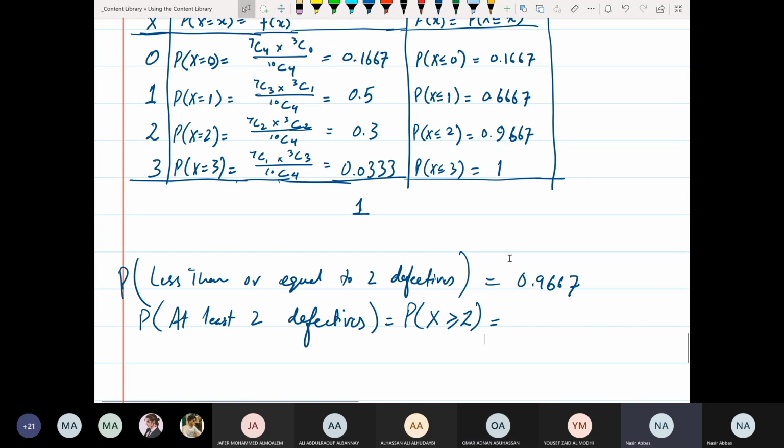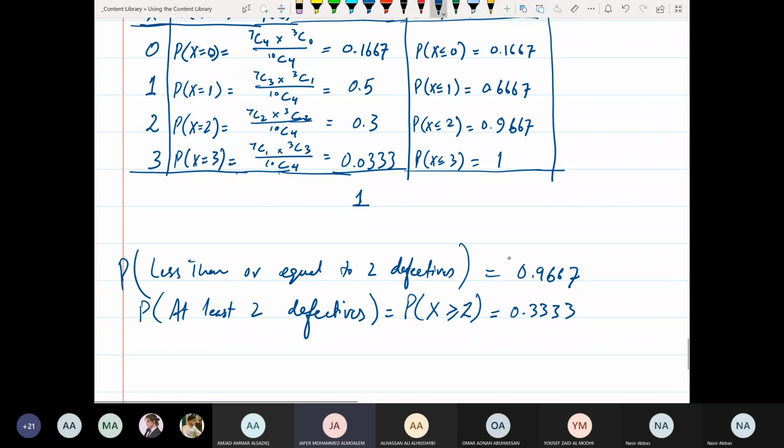Now who can tell me the answer? 0.3333. And where does this come from? 0.3 plus the 0.0333. It's not the last value in the table of small f of x. It's the sum of the last 2 values. Yes. I can also use the complement of x less than 2, right? This is 1 minus capital F of 1.